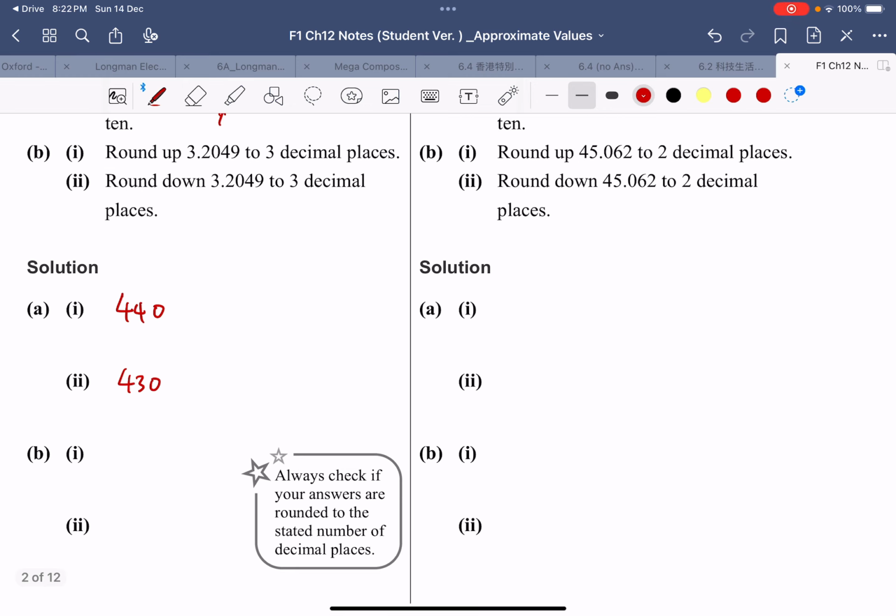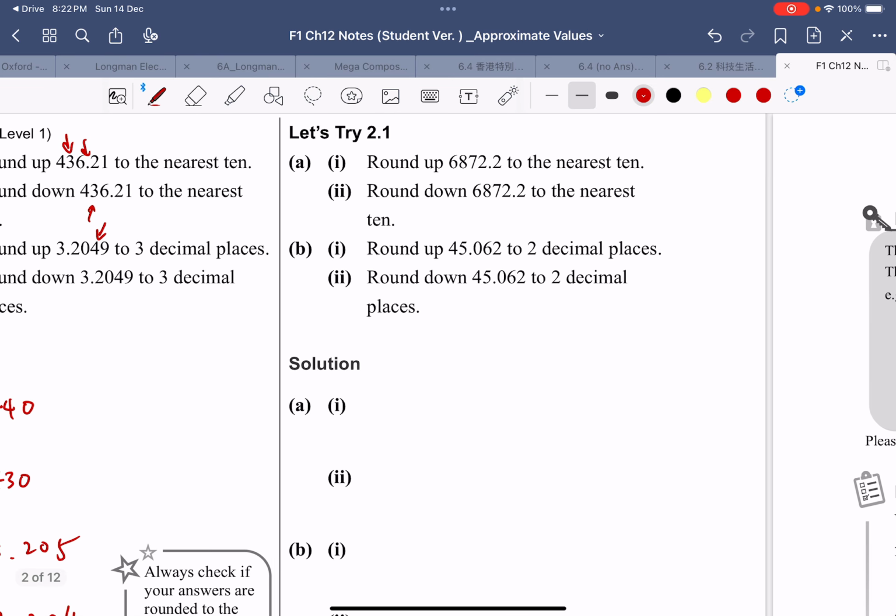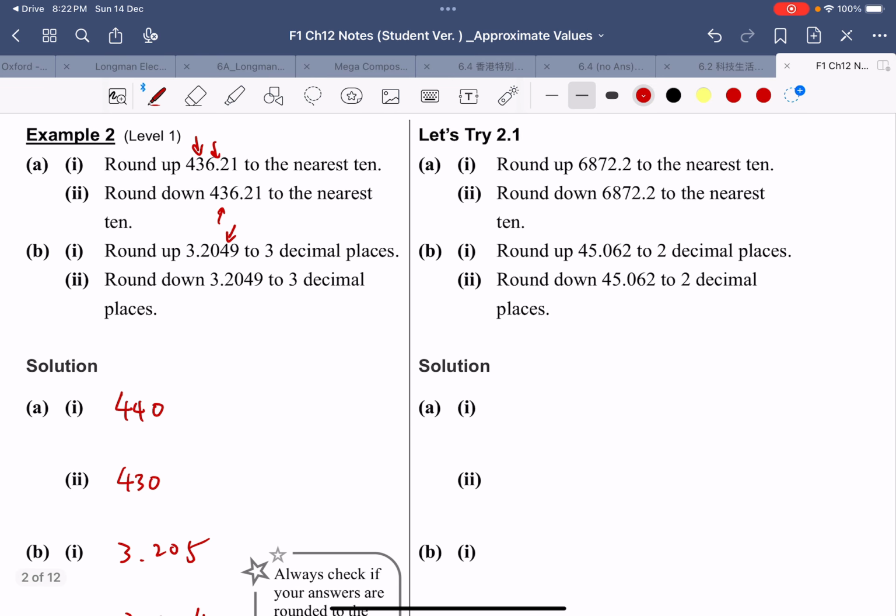Part 2. Round up this number to 3 decimal places. Where's the 3rd decimal place? It is the 4 here. Round up, and then add 1 to 4. 3.205. And then round down, 3.204. Alright, let's try 2.1 by yourself. Pause it.